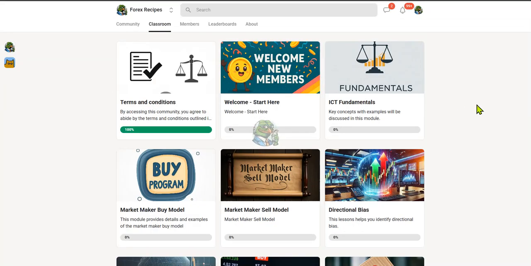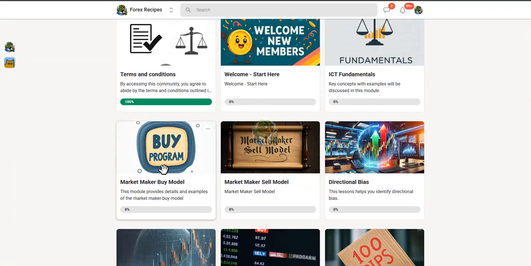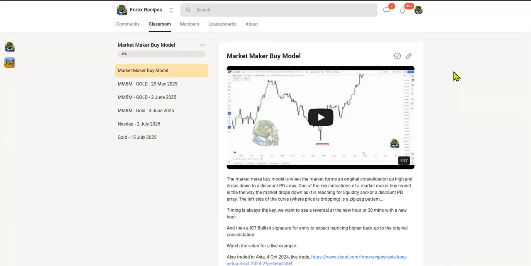Now the classroom is actually designed for students to go through these modules in sequence. So once you've gone through the ICT Fundamentals module and you've gone through all of my trade examples there, you need to then familiarize yourself with the Market Maker Buy program, okay? Because the price is only delivered in two ways, either a buy program or a sell program. And again, the modules are all based on real world trades. And that's the beauty, right? Everything I teach is based on real world examples, okay?